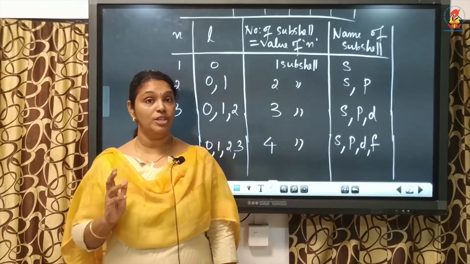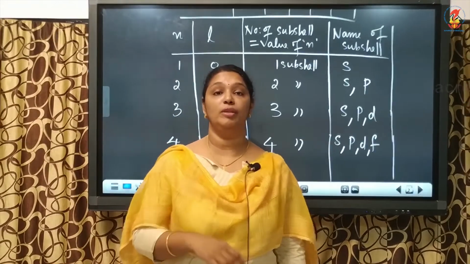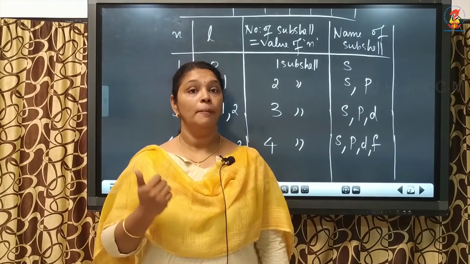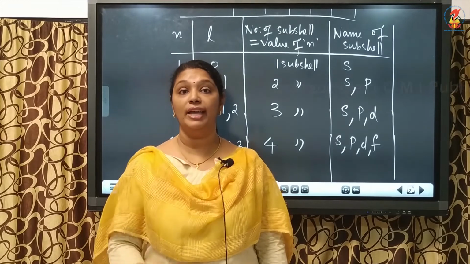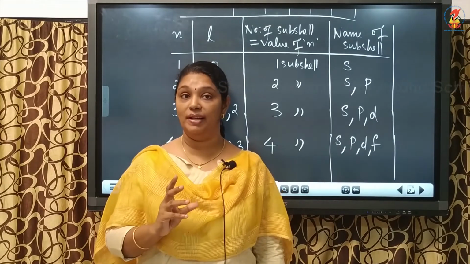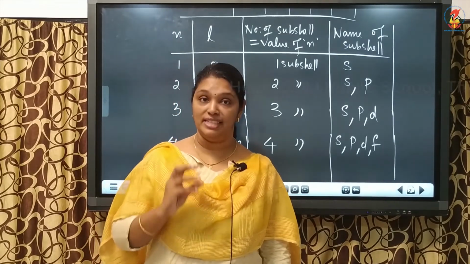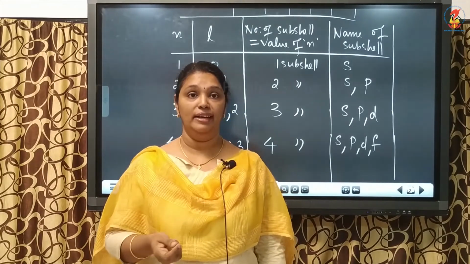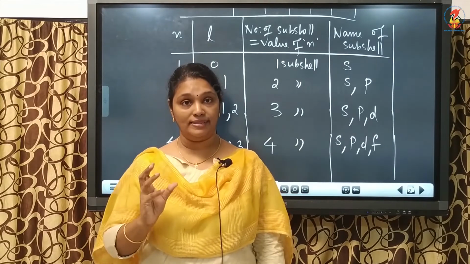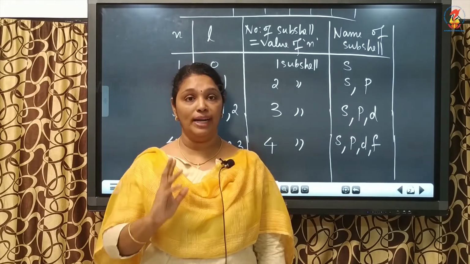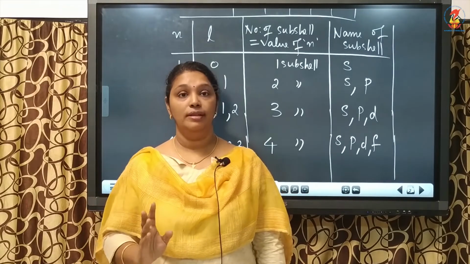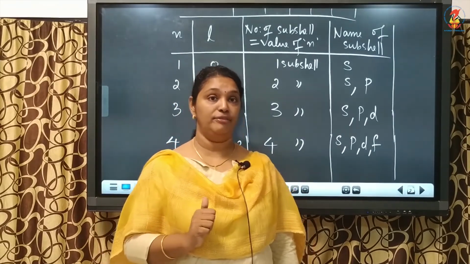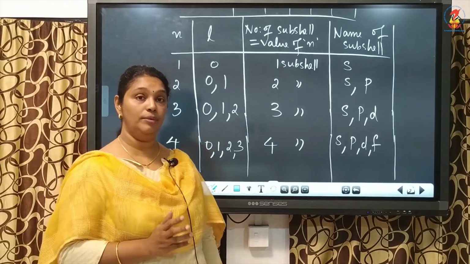The main information is it gives us information about the 3D shape of the orbital, which I told you we'll learn later. Now, inside the main shell we have many subshells or sublevels, and each subshell is assigned an L value, and the number of subshells is equal to the value of N. L is equal to 0, S subshell; L is equal to 1, P; 2, D; and 3, F. S, P, D, F subshells. Okay.